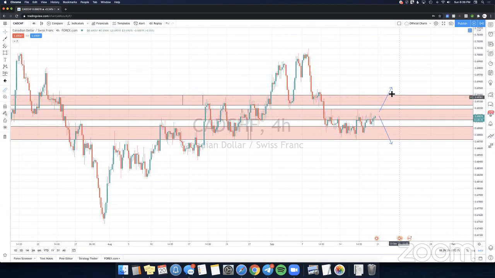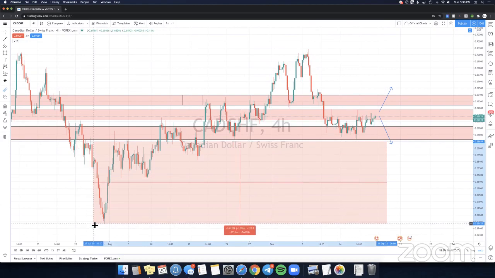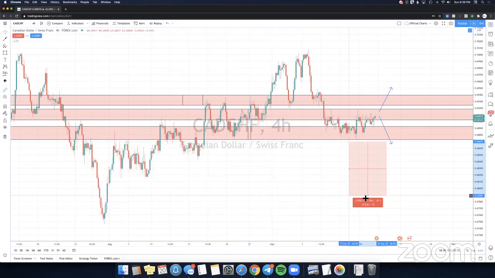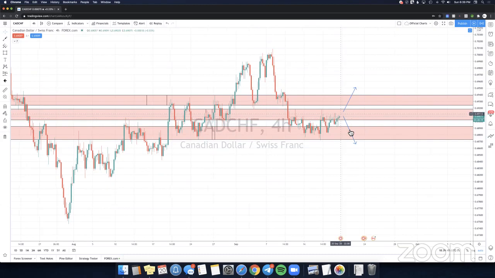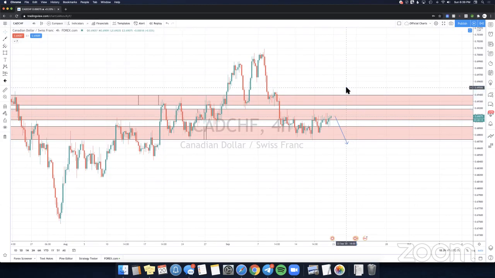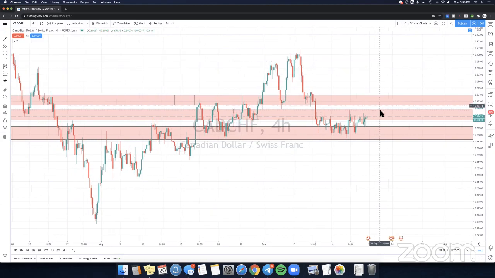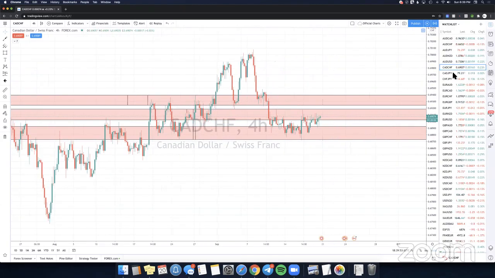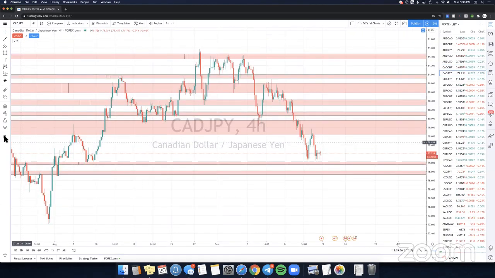Let's see how many pips it could move. Last time, it pushed up about 65 to 70 pips. And below here, if it breaks down, it looks like the last time it dropped over here, it dropped about 122 pips. So I'd probably wait for it to break below or above one of these zones. But I'm not sure if this is going to happen this week. We'll see after the Fed speaks, probably tomorrow. So that's CAD CHF.